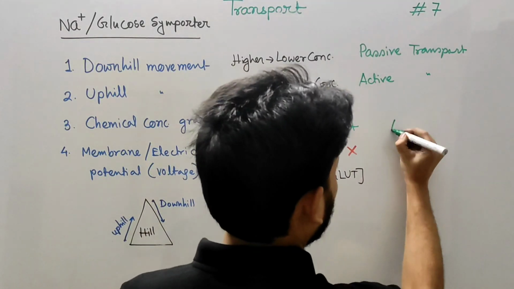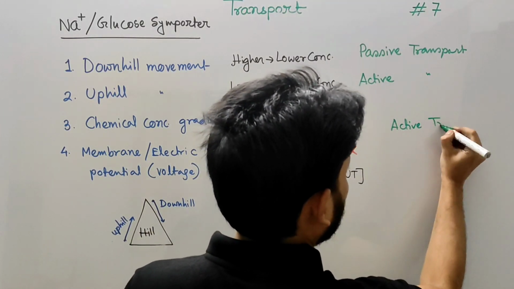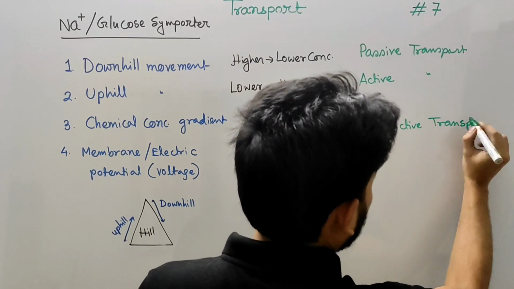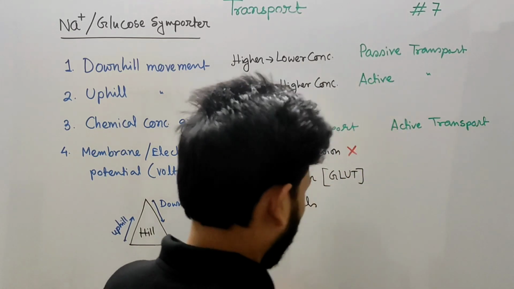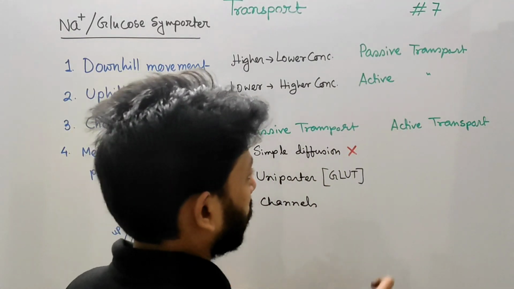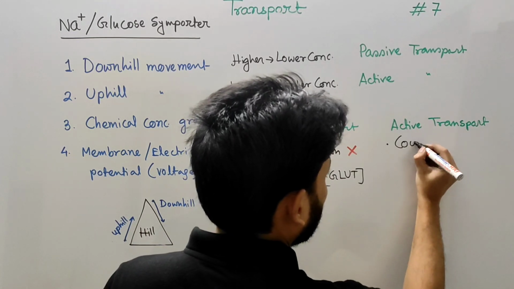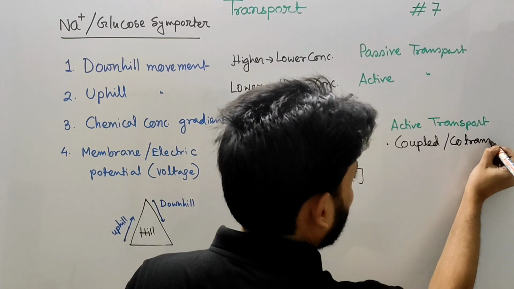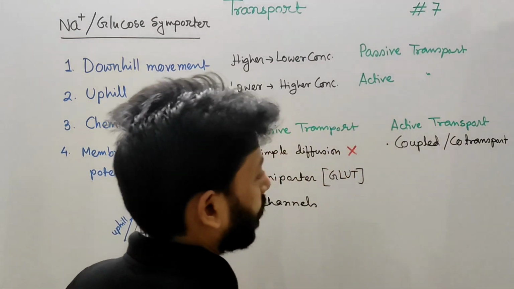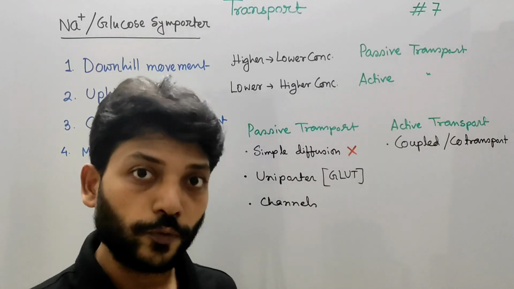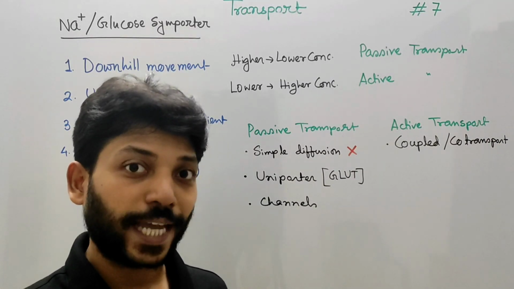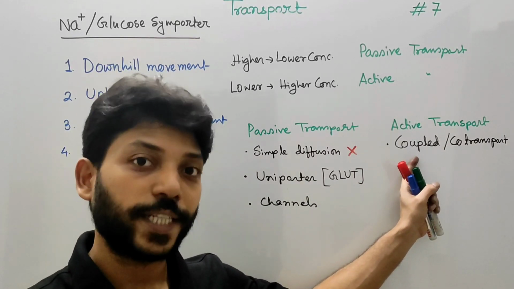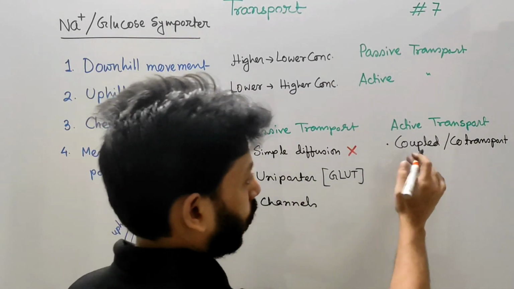Now let's take an example of active transport. It will help us to understand the Symporter also. Okay. So in case of active transport, there is one mechanism called coupled transport or co-transport. Now in this case, two molecules move simultaneously. No one molecule can move alone. It requires the help of the other. That's why it's called coupled. It is obligatory.